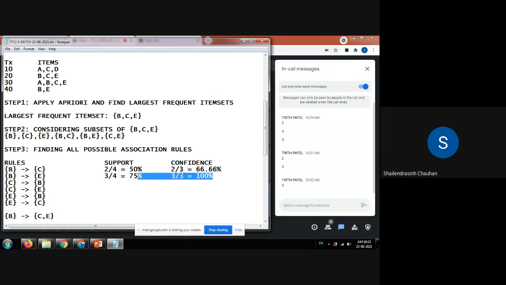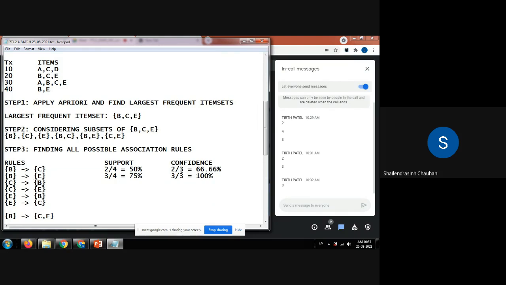What does it mean? It means that wherever customer has purchased B in the transaction table, he or she has also purchased item E along with B. So wherever you find B, E will definitely be there.